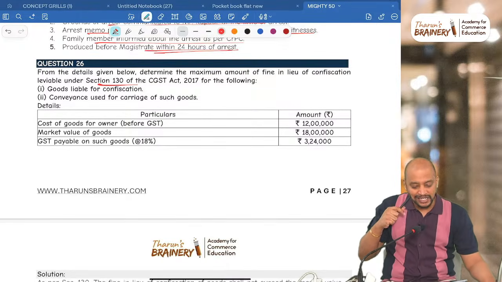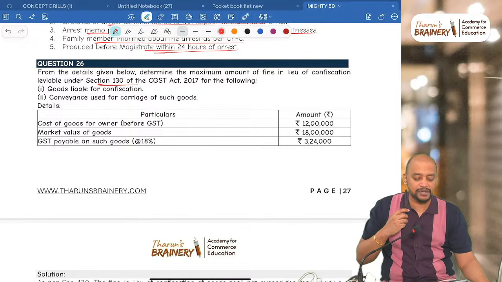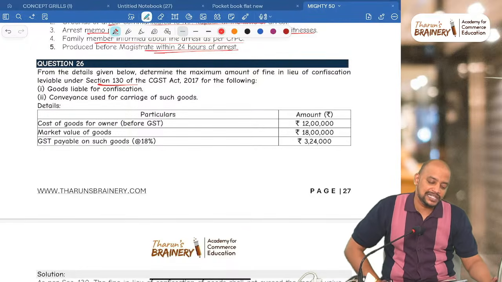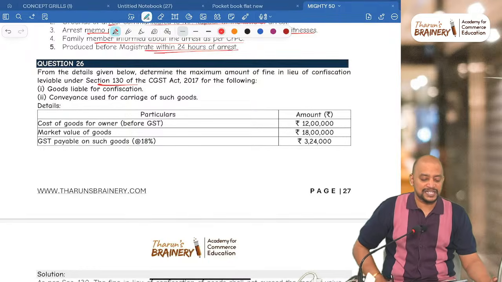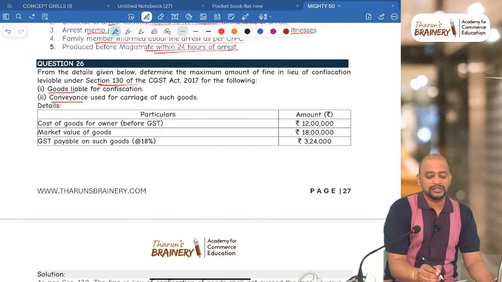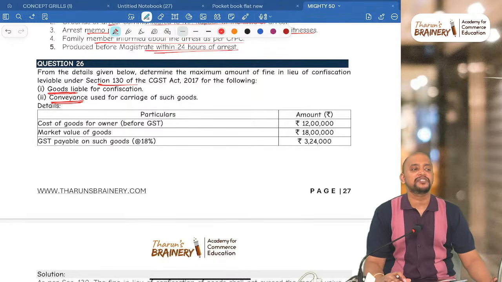From the following details, determine the maximum amount of fine in lieu of confiscation leviable under section 130 of CGST Act. From the following information, goods are liable for confiscation. So we need to determine two maximum redemption fines. One is for goods, another for conveyance. What is the redemption fine for goods?